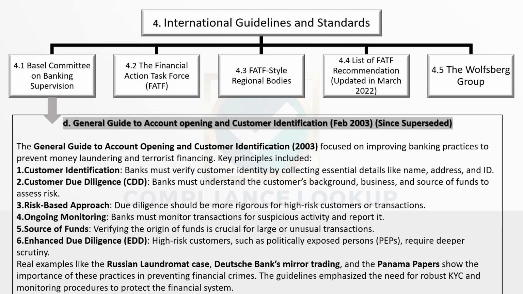Real example: after the 2001 terrorist attacks, it became evident that terrorist organizations were using the financial system to move funds. For instance, Al Qaeda operatives used false identities to open bank accounts and transfer money. The customer identification programs help banks identify and block such fraudulent accounts, reducing the risk of facilitating terrorism financing.